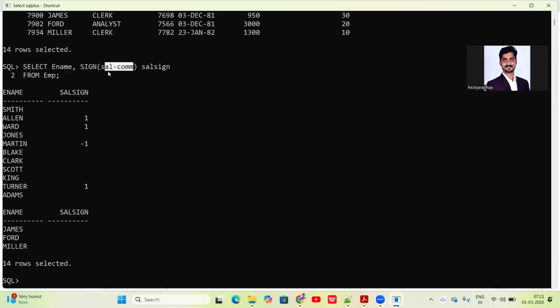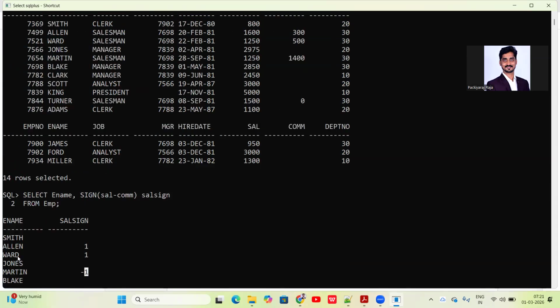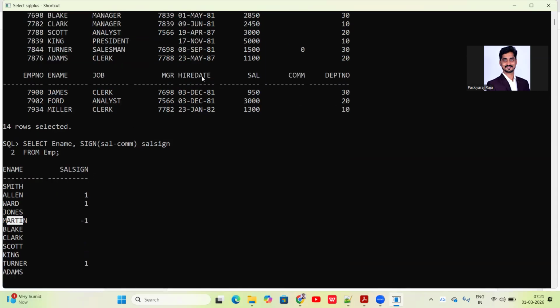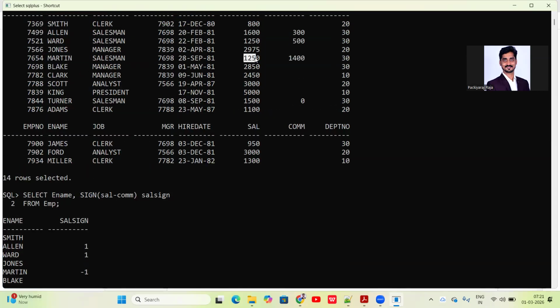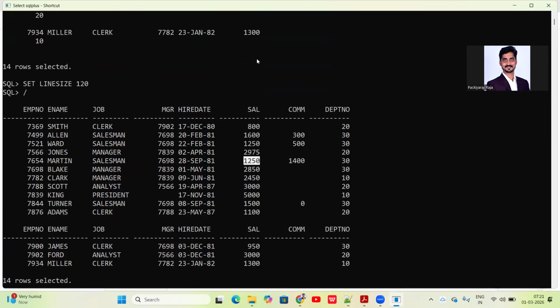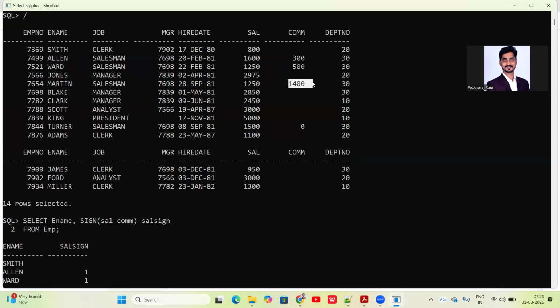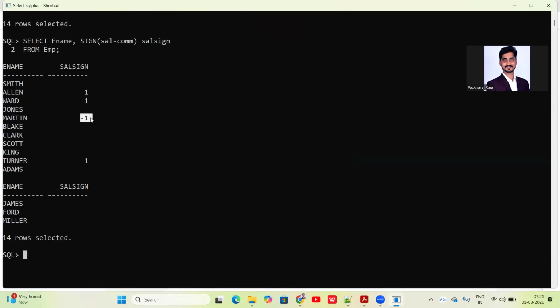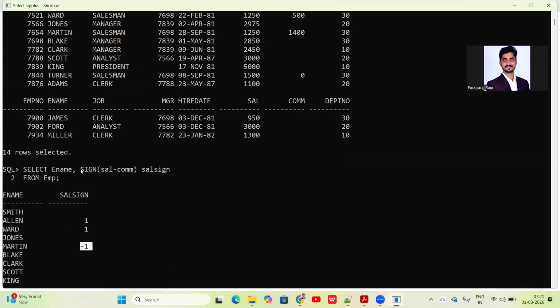Then if we remove the commission from their salary, they want to know whether it is negative or positive. If you give it, Martin's commission is more compared to his salary, so it's coming as a negative number. For example, if you see Martin, he's the person. His salary is 1250, but his commission is 1400. That's why it's coming as the negative value. That's the way we can come to know what the sign is.